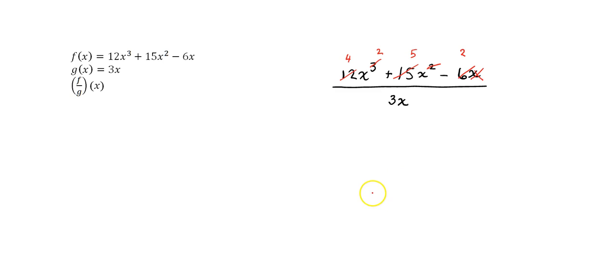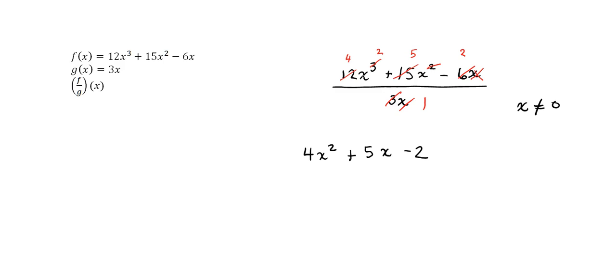And where did I go here? And then this and this cancel out to be a 1. All right, so my solution is going to be 4x squared plus 5x minus 2. Now remember, I'm going to put my little caveat here that x cannot equal 0, right? Because if I have 0 here, it's going to become undefined, and we can't have that.